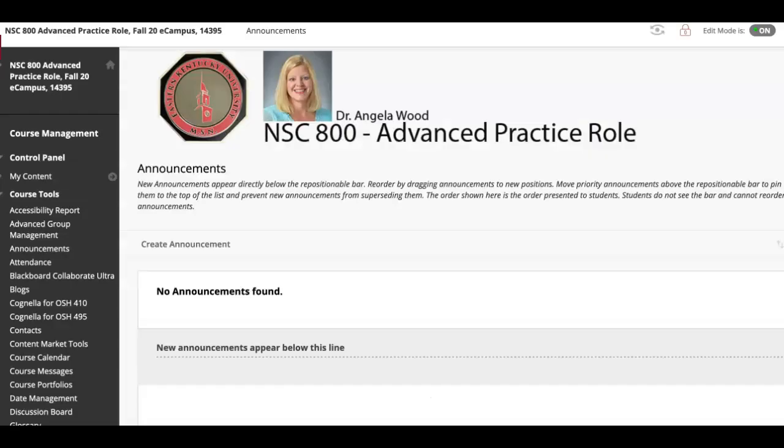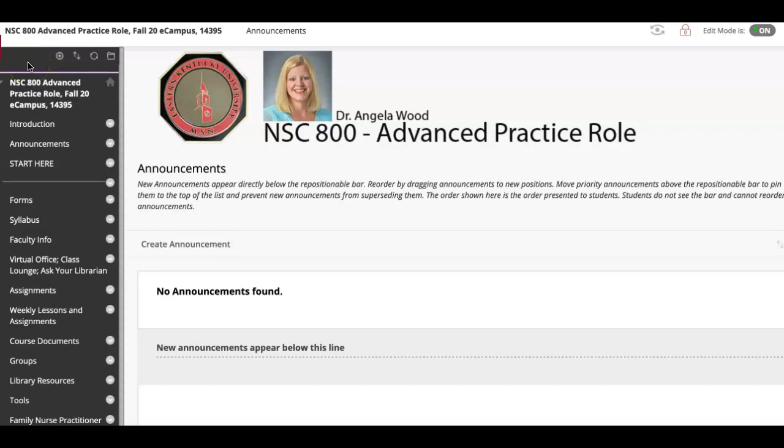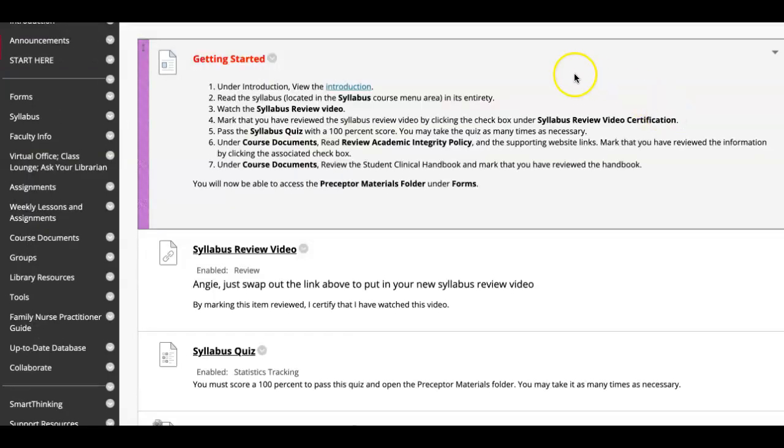Okay, let's take a look at the actual fall course. What you see when you log in, it brings you straight to the announcements page. Of course, there's not an announcement on here yet, but there will be when the course is available. There's the formal introduction, and then you are going to start here under the Start Here tab. Click on the Start Here tab, and here is what you will see.